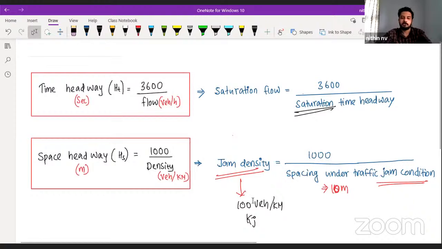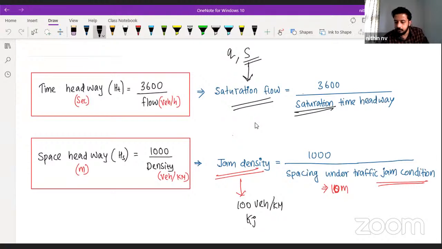So this can be asked in application. The application will be in the maximum flow calculation using Kj. The saturation flow can be asked in the capacity calculation. We have used Q and S in the calculations. Instead of giving this saturation flow directly, they can give the saturation time headway. If not clear, watch part 2, then you will understand it better.